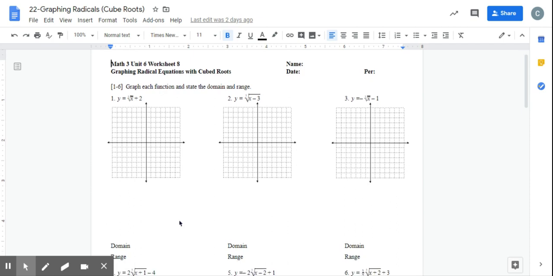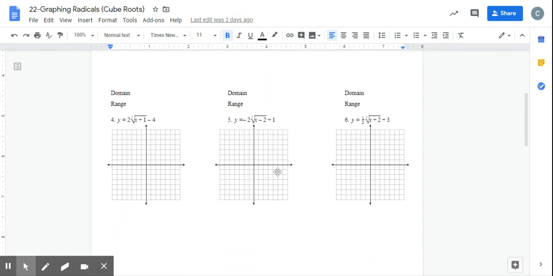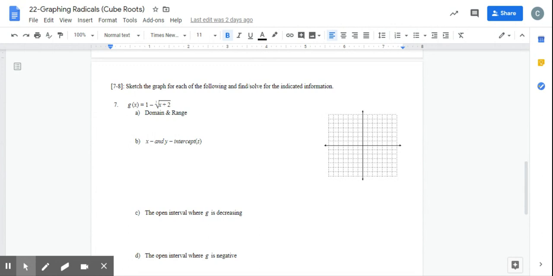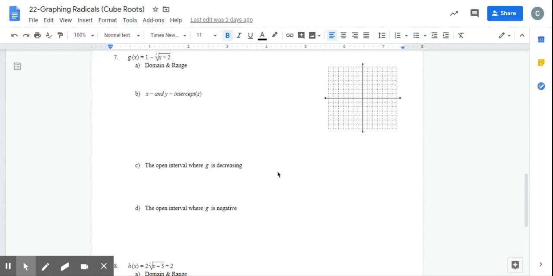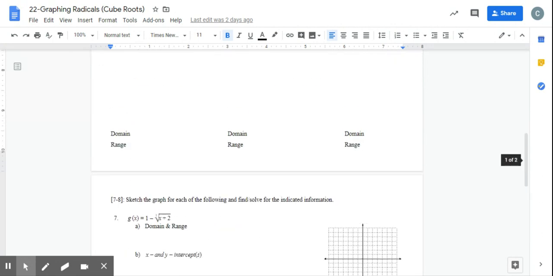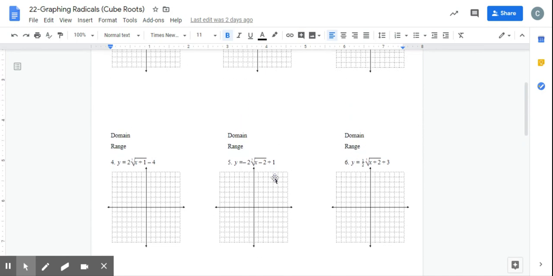We're graphing cube roots now instead, so you see the little threes right here. We're just going to go over some practice examples. This is your homework that you will be doing. I would like you to do all of these, because I am going to do number 7 and 8 for you. So you're going to basically just do 1 through 6.